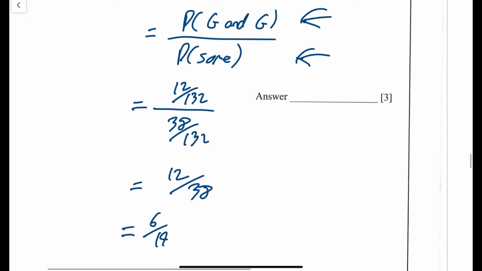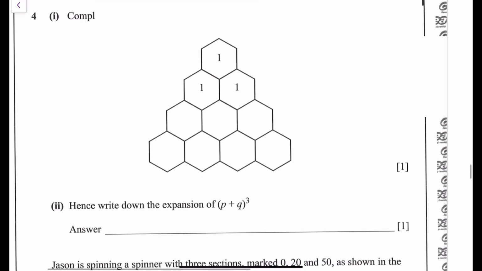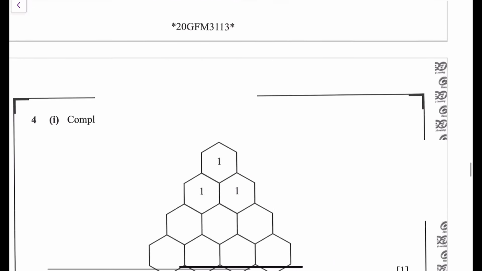And again, I haven't done that to 2 DPs. Probably that's what they want. Let's just be sure, 6 over 19, and that is 0.32 to 2 decimal places. Okay. Oh, binomial. Lovely. Okay.